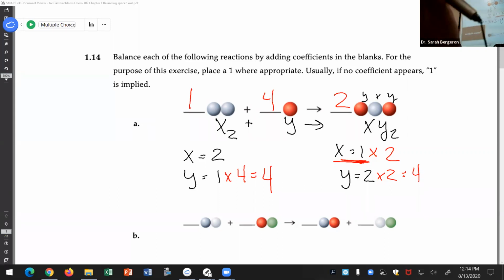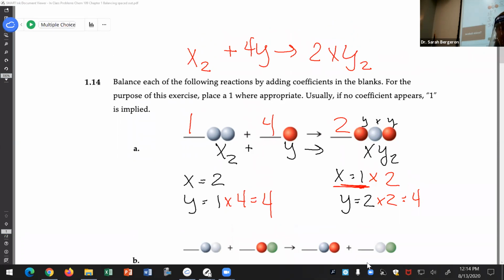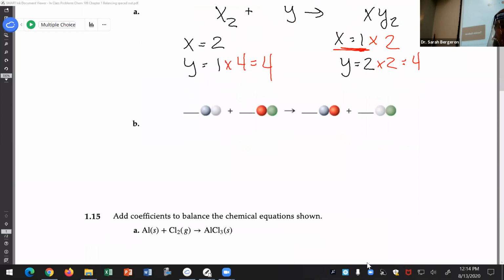If I wanted you to write this balanced chemical equation, that's a great question. What would you actually write? I would write X2 plus 4Y yields 2XY2. That would be the real balanced formula. It's a good question. Okay, let's try another one.